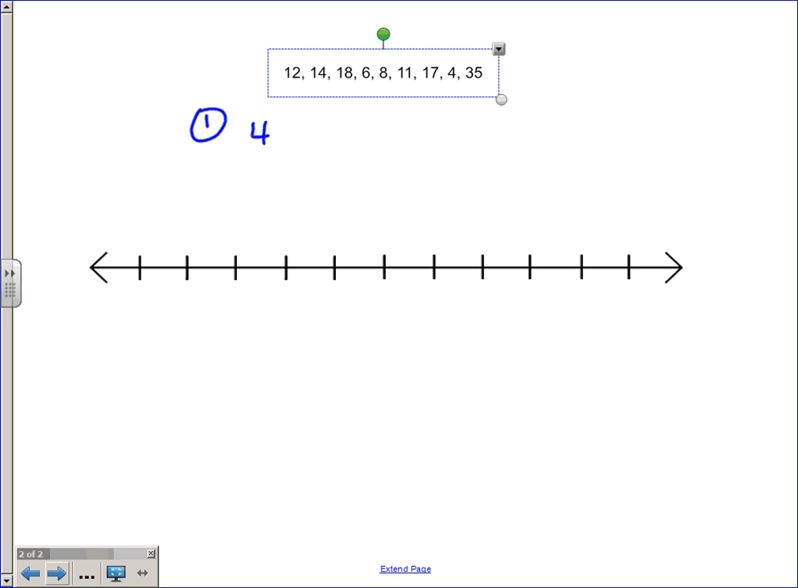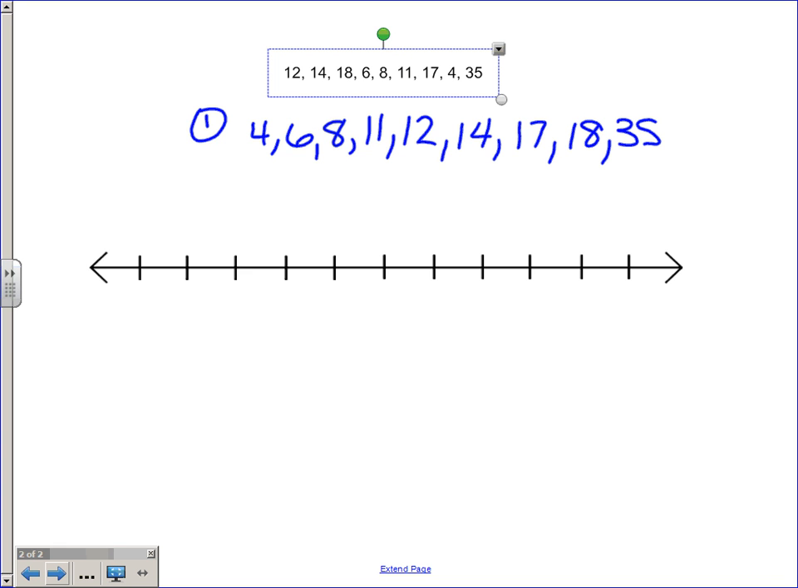So we would go 4, 6, 8, 11, 12, 14, 17, 18, and 35. And the way I would normally do that is I'd cross out as I go. 4, 6, 8, 11, 12, 14, 17, 18, 35, to make sure I got them all, and I did.